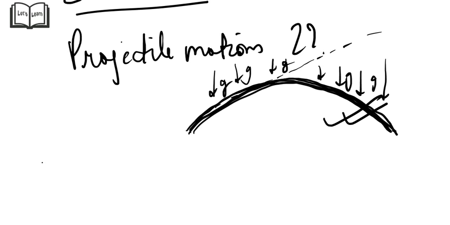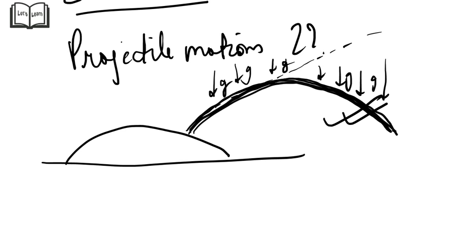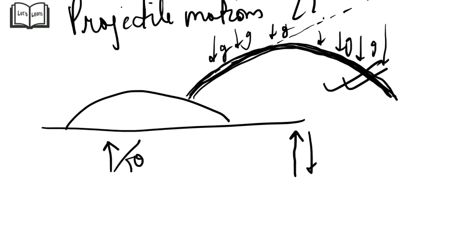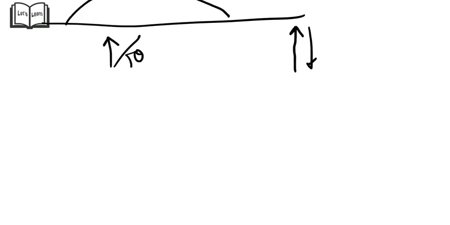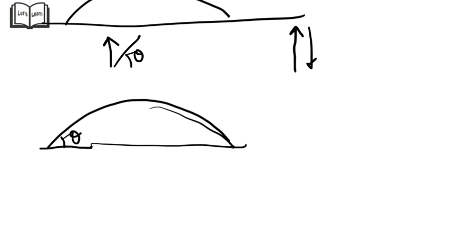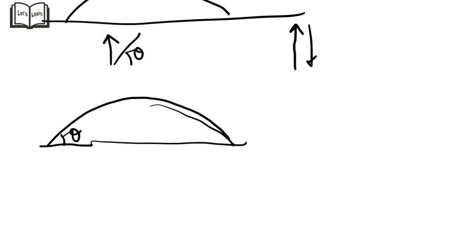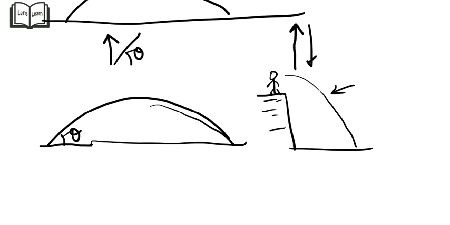A projectile motion can be a horizontal projectile motion or a vertical projectile motion. So you are throwing something up in the sky at some angle. If you throw straight up in the sky, it will fall down. But if you throw something at some angle which is not 90 degrees, then it will also fall down. And if theta is 0, that is, you are standing at the top of a building and you throw something, it will fall down. So this is a horizontal projectile.